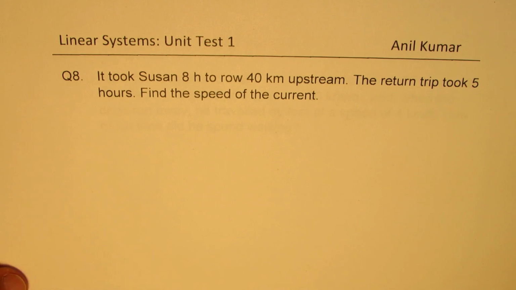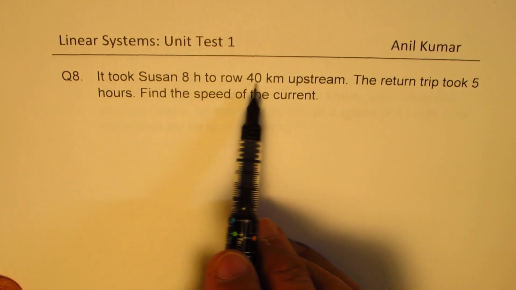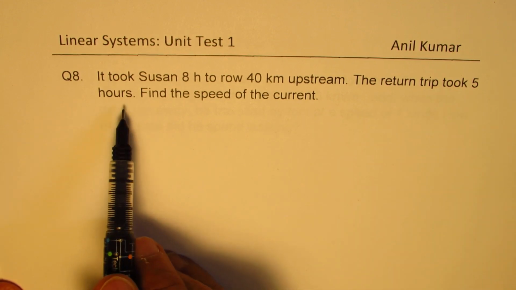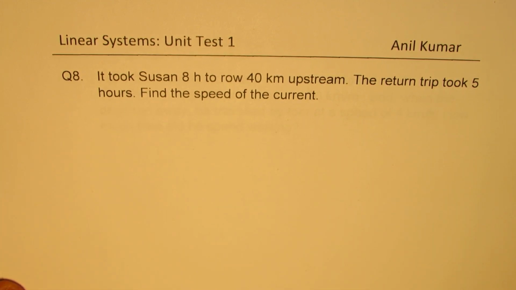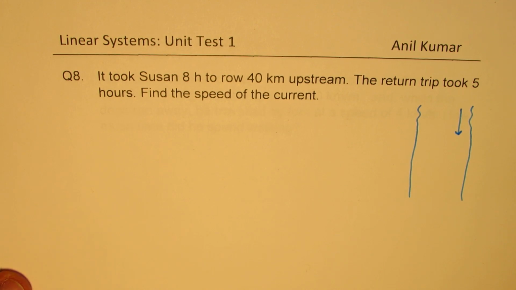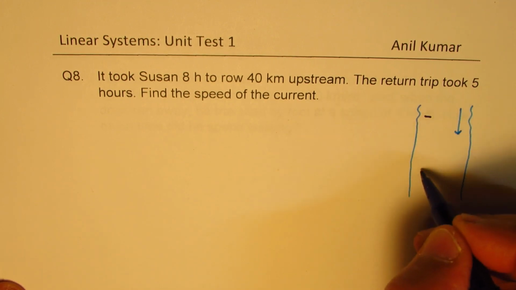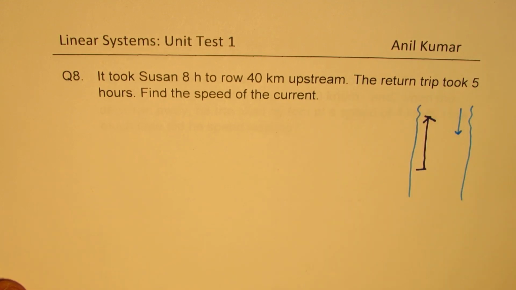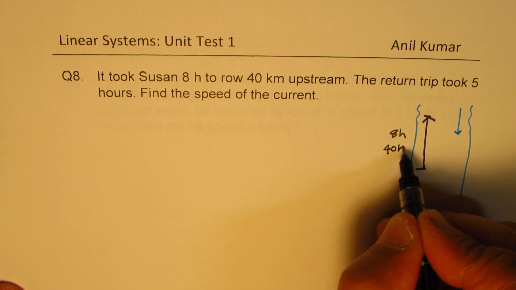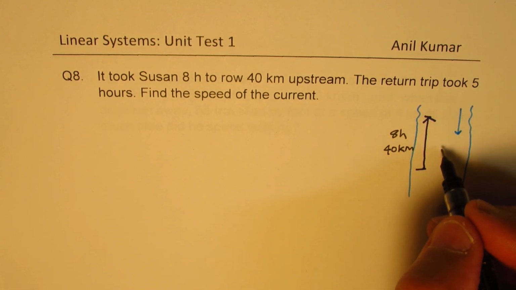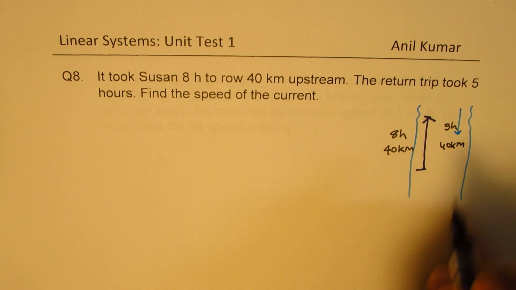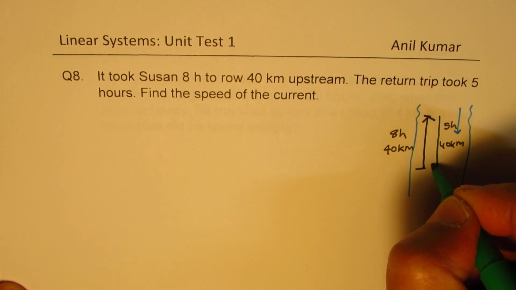Question number 8. It took Suzanne 8 hours to row 40 kilometers upstream, so against the flow of the river. The return trip took 5 hours. Find the speed of the current, right? So basically, first think about this question kind of like this. The stream is flowing in this direction, right? So obviously, when you go against, you take more time. When you're going upstream, it says Suzanne took 8 hours, and the distance is 40 kilometers. But while coming down, it took 5 hours, right? Let me write 5 hours, and the distance still is 40 kilometers, correct?